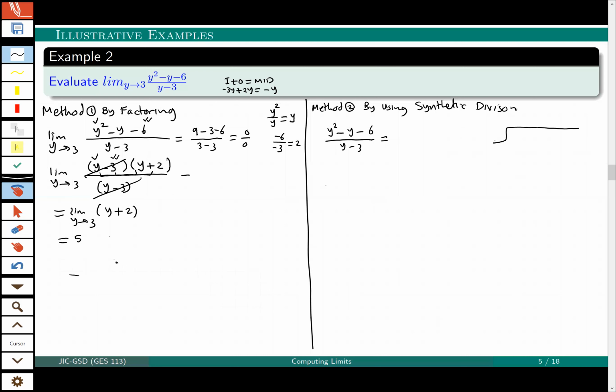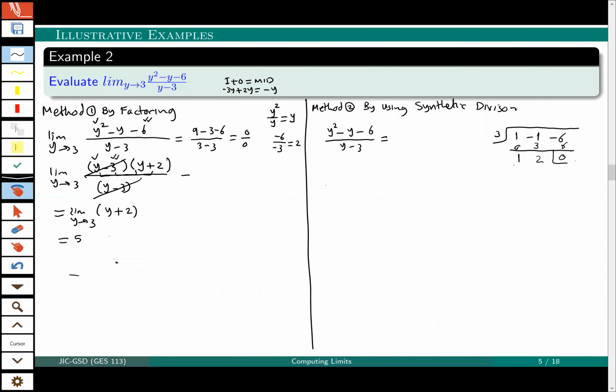So we are dividing by 3, and our polynomial coefficients are 1, then -1, then -6. We don't have a missing term, y squared, y, n. So we start with 0. 1 plus 0 is 1. 3 times 1 is 3. -1 plus 3 is +2, and 3 times 2 is 6. So the remainder is 0.